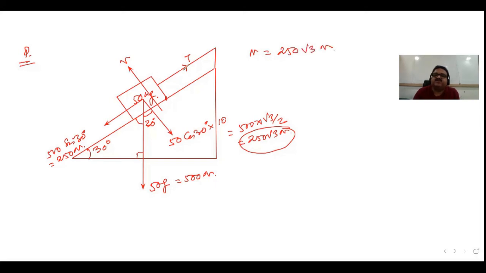And suppose you need to find out the value of the tension in this case, we can easily find out T is equal to 250 Newton. But the question is this, what is the normal force exerted by the incline on the surface? It is this. This is the answer. Correct? So let's handle a few more problems.